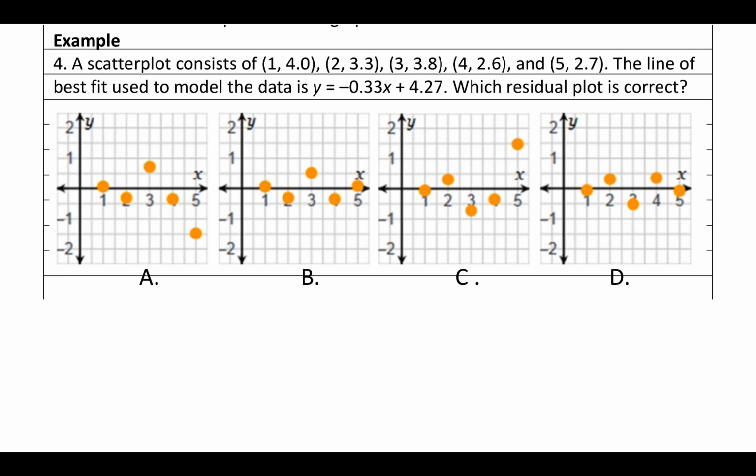Okay, a scatter plot consists of (1, 4), (2, 3.3), (3, 3.8), (4, 2.6), and (5, 2.7). The line of best fit used to model the data is y equals negative 0.33x plus 4.27. Which residual plot is correct? All right, so we're going to make a table of values.